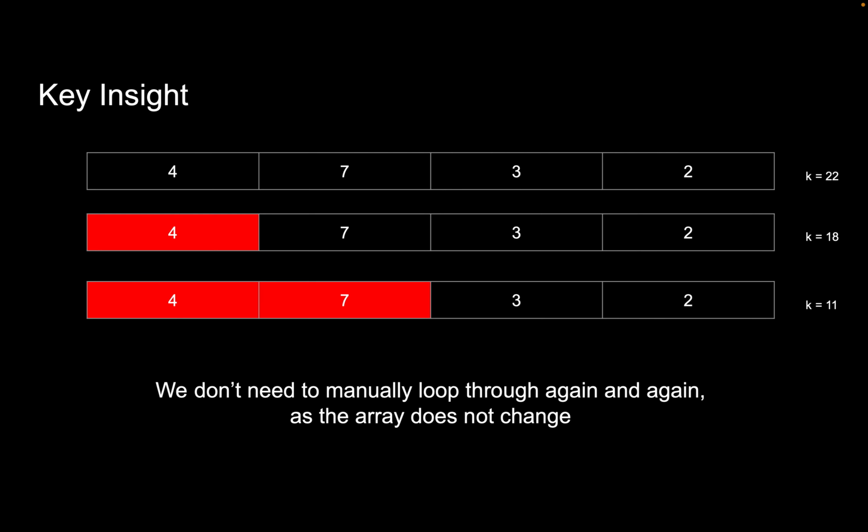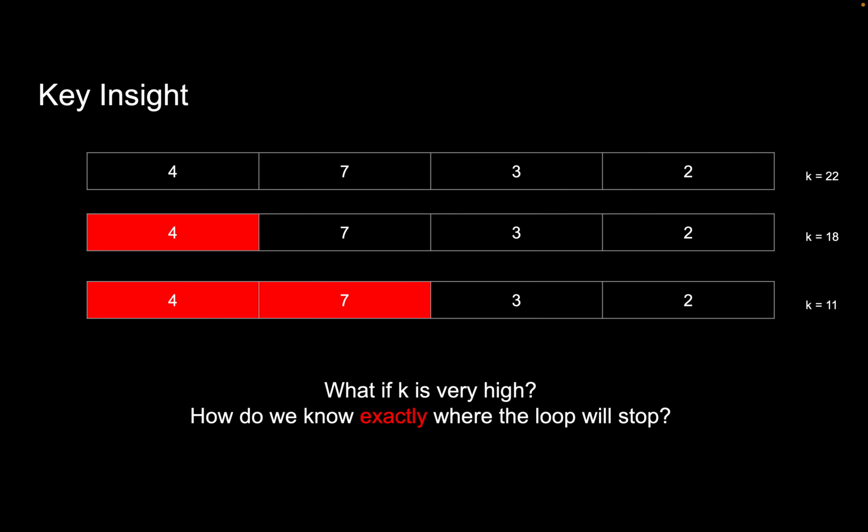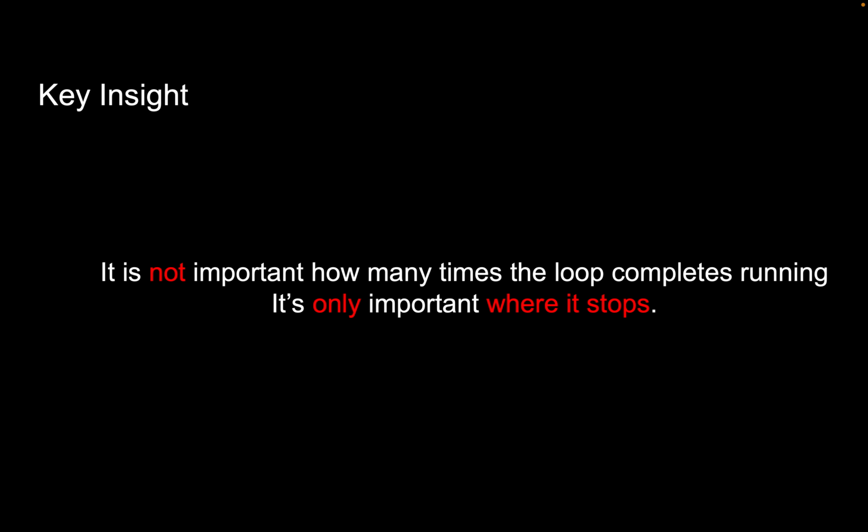Yes, we don't need to manually loop through again and again, as we notice one thing: the array does not change. Every single time we go through the same elements in the array, nothing changes. Also, what if k was very high? How will we know exactly where the loop will stop? Thus, it is key to identify that it is not important how many times the loop completes running. It is only important to identify where it stops. It doesn't matter how many rounds of the array we complete, or how many sets of questions are being answered. The only important factor is where the chalk runs out.